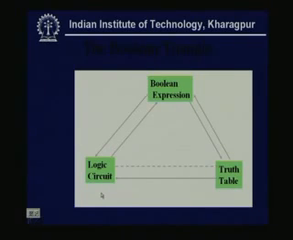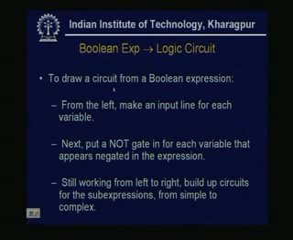Now, one by one we will see first how, if the logic circuit is given, we can write the Boolean expression and the truth table. Then we will see that if the expression is given, how we can draw the logic circuit and the truth table. If the truth table is given, how the Boolean expression and the logic circuit can be written. First we see Boolean expression to logic circuit.